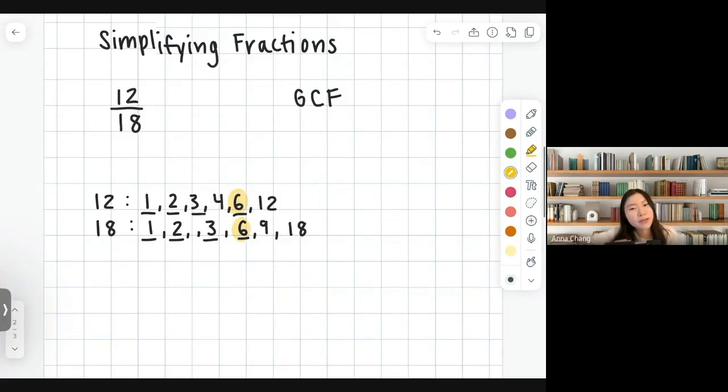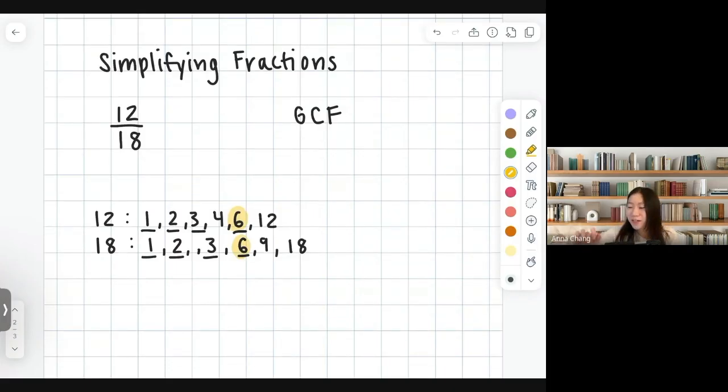Let's come back to why we even needed the greatest common factor. We need the greatest common factor in order to simplify our fraction. So what we're going to do is divide the numerator and the denominator by our GCF, our greatest common factor.